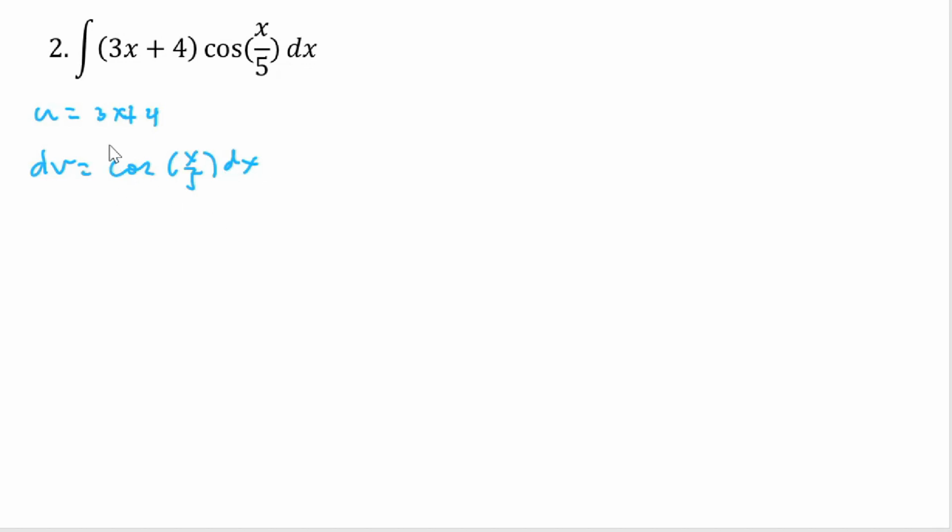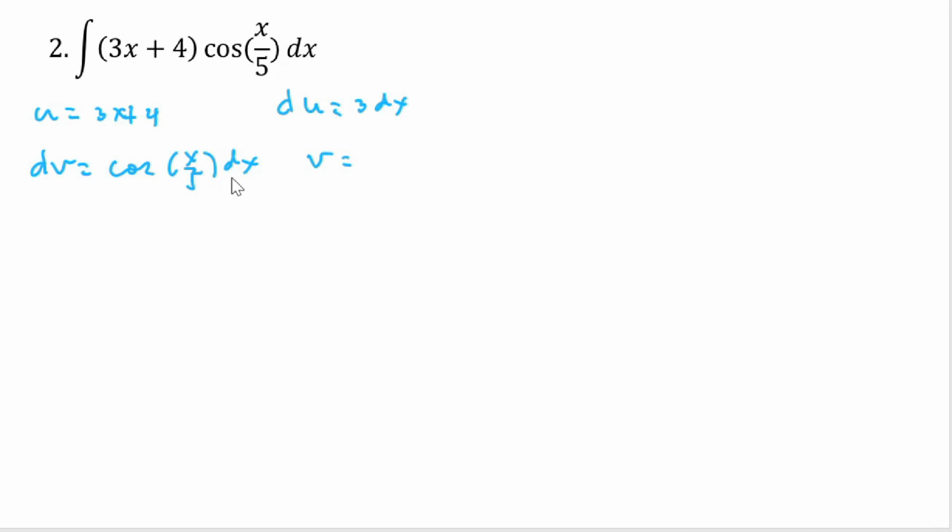After writing the u and dv, we find the value of du, which is the derivative of 3x plus 4, equal to 3 dx. Then the integral of cosine of x over 5 dx. So we have v equal to the integral of cosine, which is sine, but there is a coefficient of 1/5 in the angle.